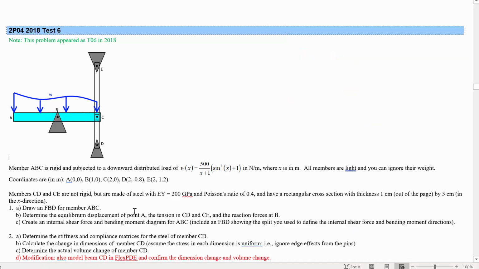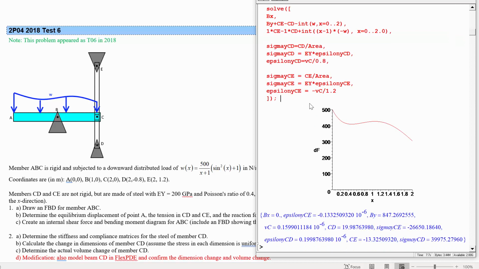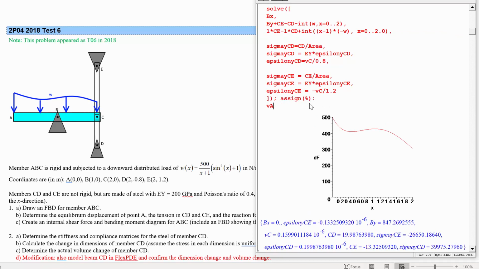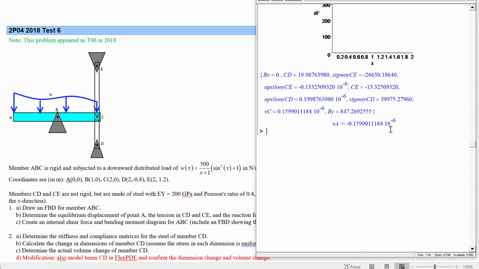To find out the next thing, the equilibrium displacement of point A, we can notice that the distance from B to C is the same as the distance from A to B. So that means in this particular case, the amount that A has moved is going to be equal to negative the amount that C has moved. So we can assign this and say VA is equal to negative VC. The vertical displacement of A is equal to negative vertical displacement of C. So there we go. Here's the equilibrium displacement of point A. It has moved down by 0.16 microns.